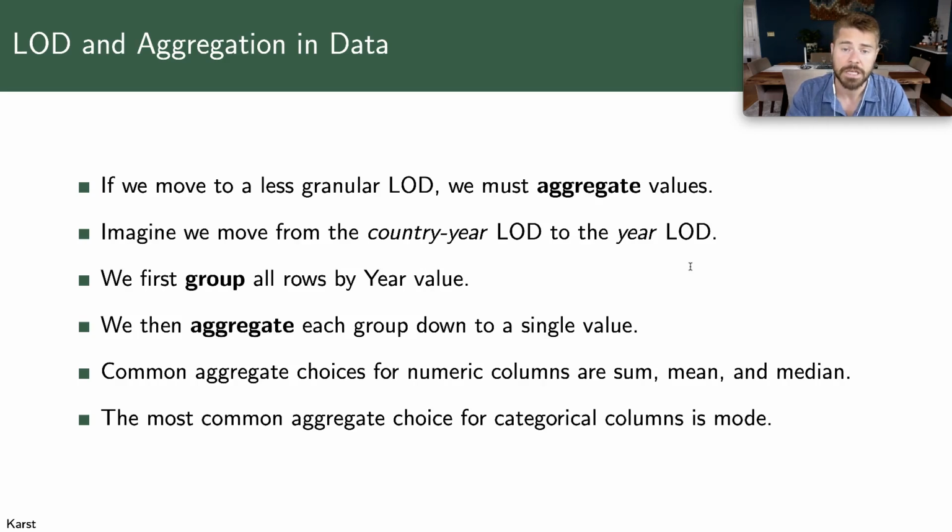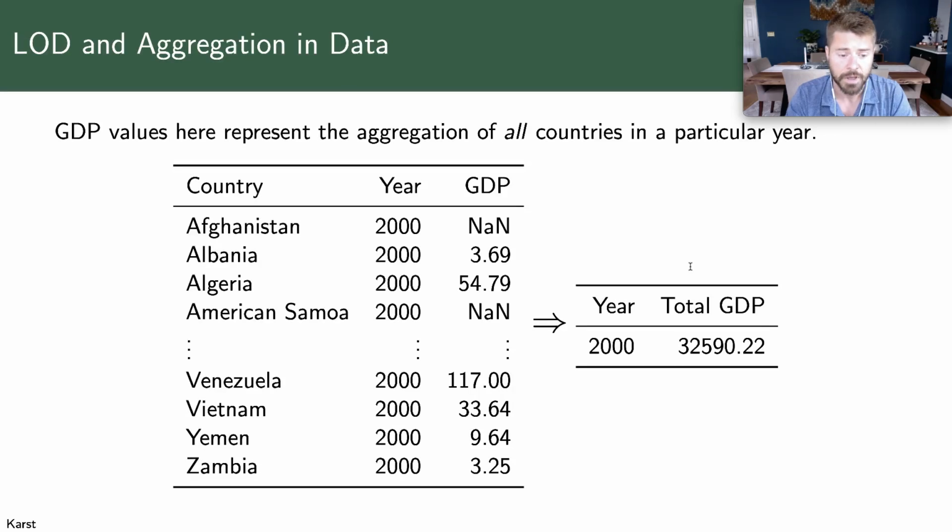And we move on. Typical aggregator functions for numerical variables are things like sum, average, min, max, median. Any function that takes a collection of values and reduces it down to a single value will work. For categorical variables, a common aggregator is mode, although as we'll see, Tableau doesn't make this very simple. So we'll talk about that. But let's do an example. If we're going from the country-year level of detail to the year level of detail, the first thing I need to do is identify everything that has the year 2000.